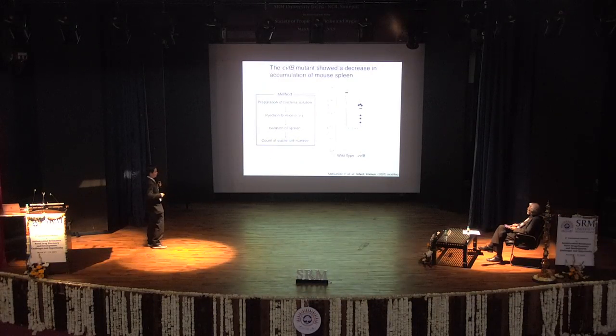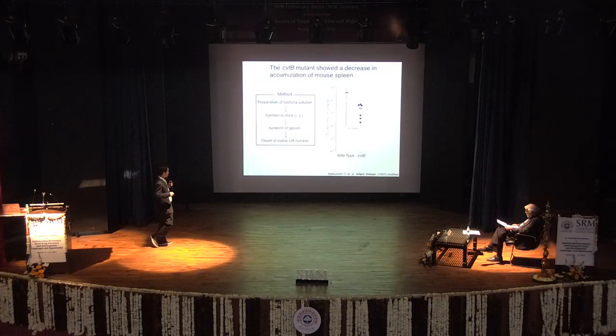gene is required for mouse toxicity or not. In this presentation, I focus on CVFB. The CVFB gene mutant showed a decrease in accumulation in the mouse spleen. The method is here. We injected the wild type and CVFB mutant Staphylococcus bacteria into the mice, isolated the spleen, and counted the viable cell number.